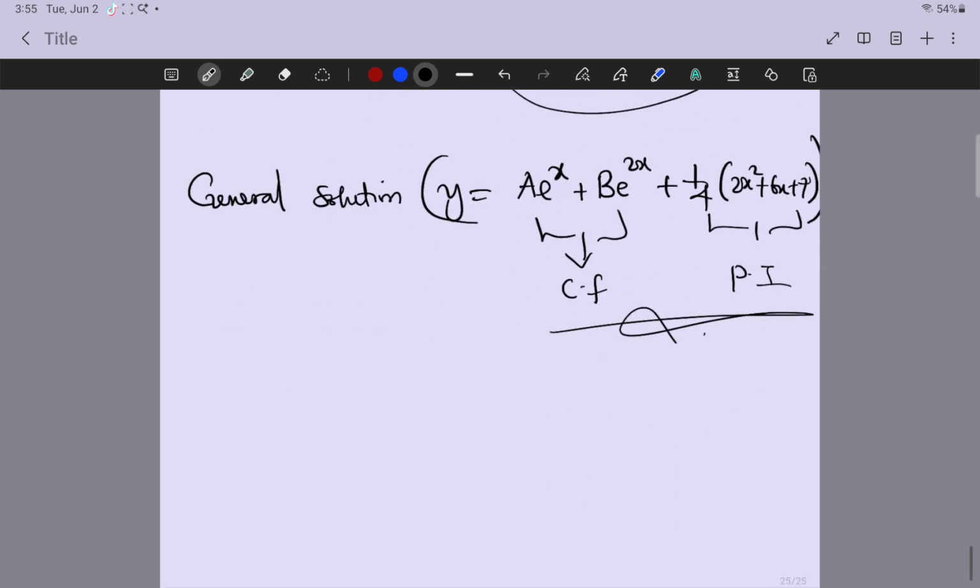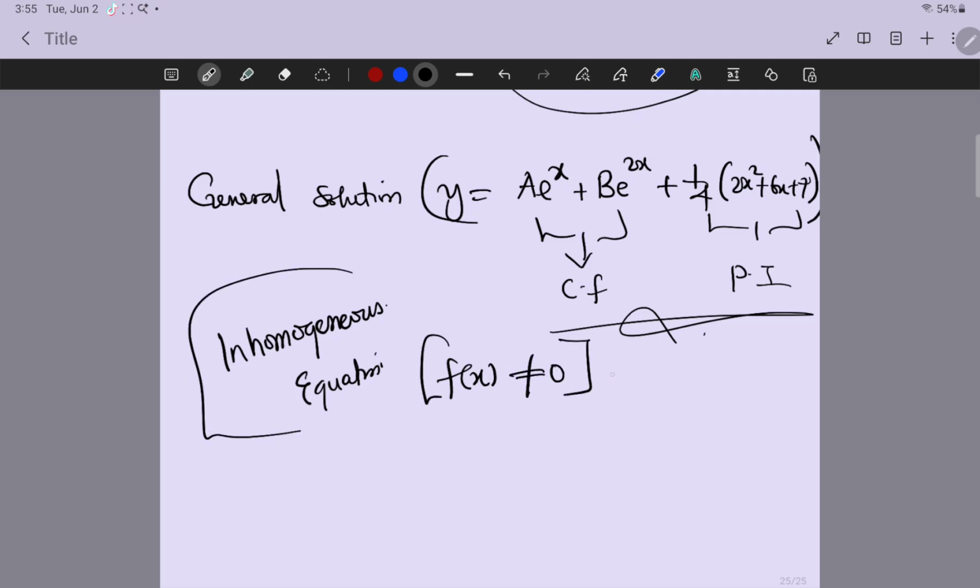Mind you, this is when we are talking about inhomogeneous equations. Inhomogeneous equation, when f of x is not equal to 0. This is how to solve it, when f of x is not equal to 0.